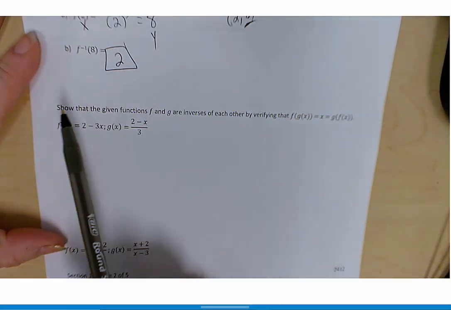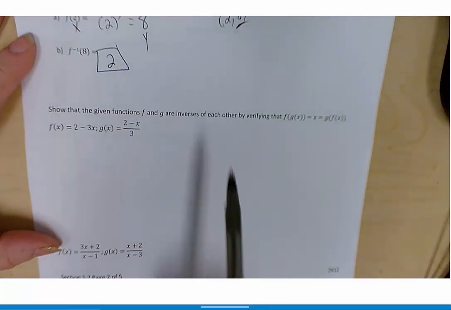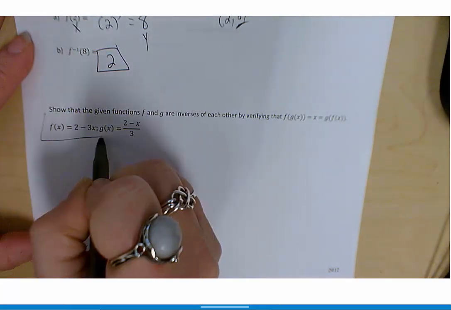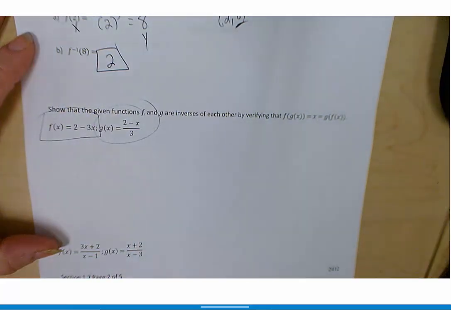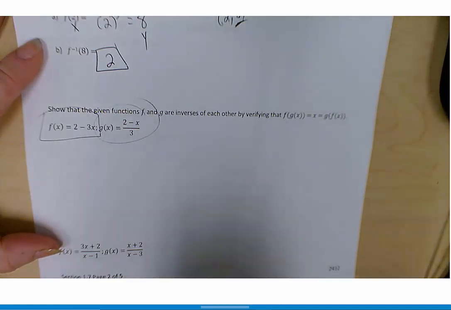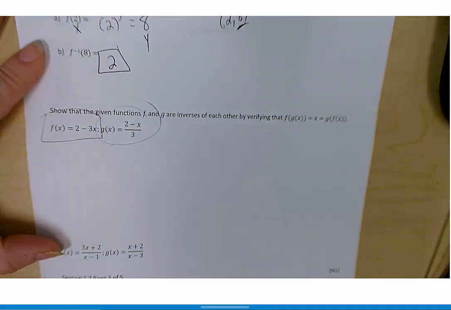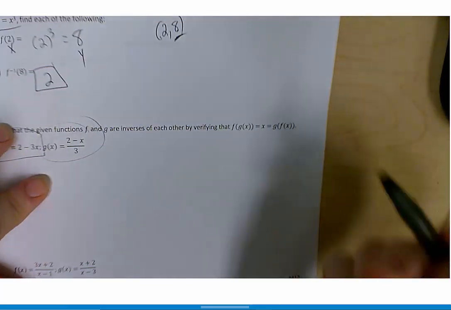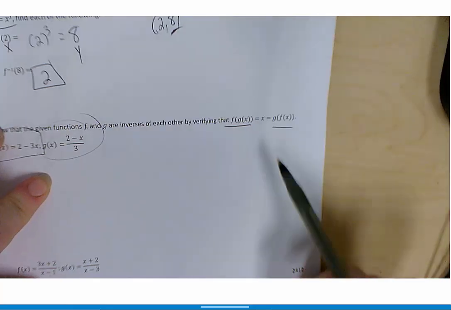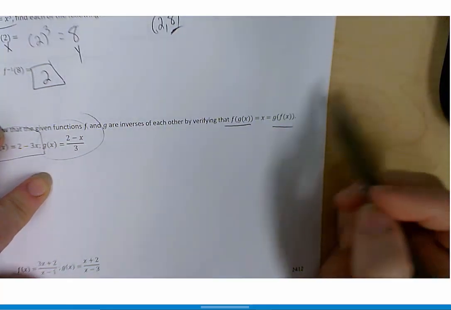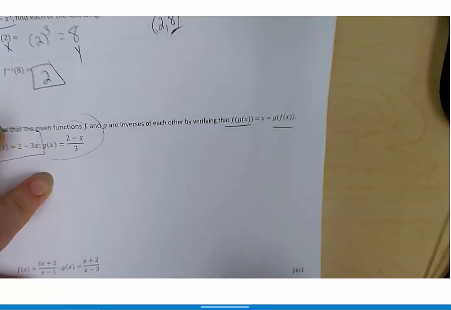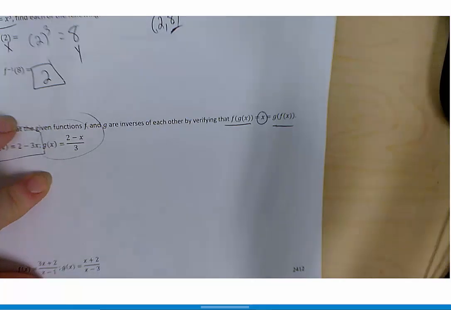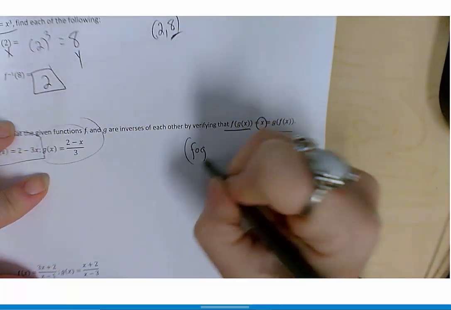Our next example says, show that the given functions f and g are inverses of each other. So we're given f of x, and we're given g of x. The instructions are saying, prove that these two are inverses of each other. Now, in order to prove that two functions are inverses of each other, we have to do compositions. We have to do f of g of x, and we have to do g of f of x. What we're looking for is to get x for every single one of these. So it's literally just our compositions.